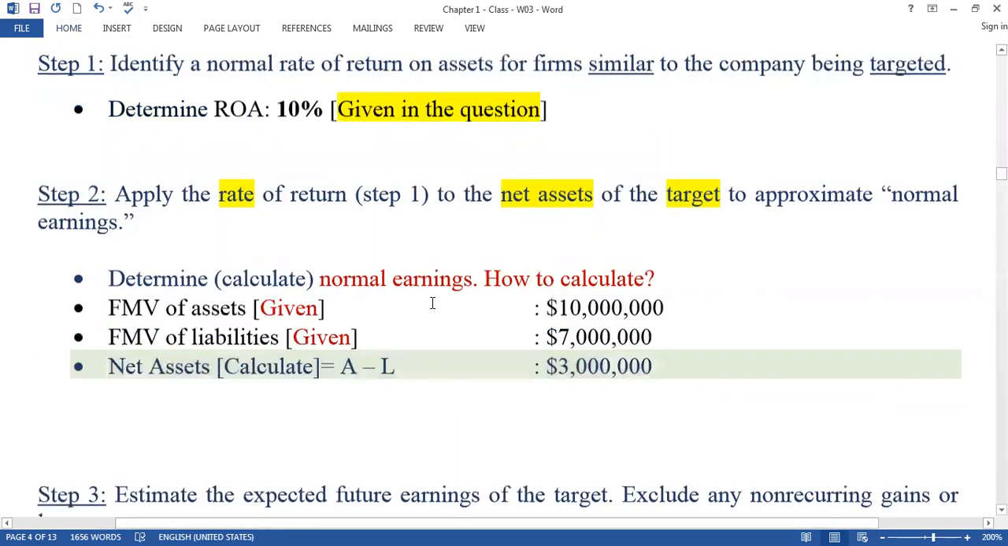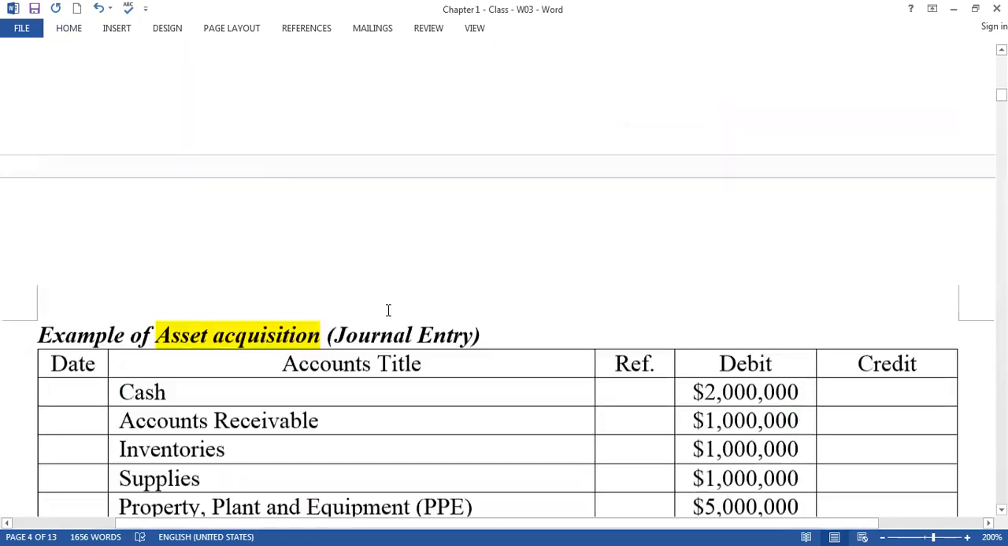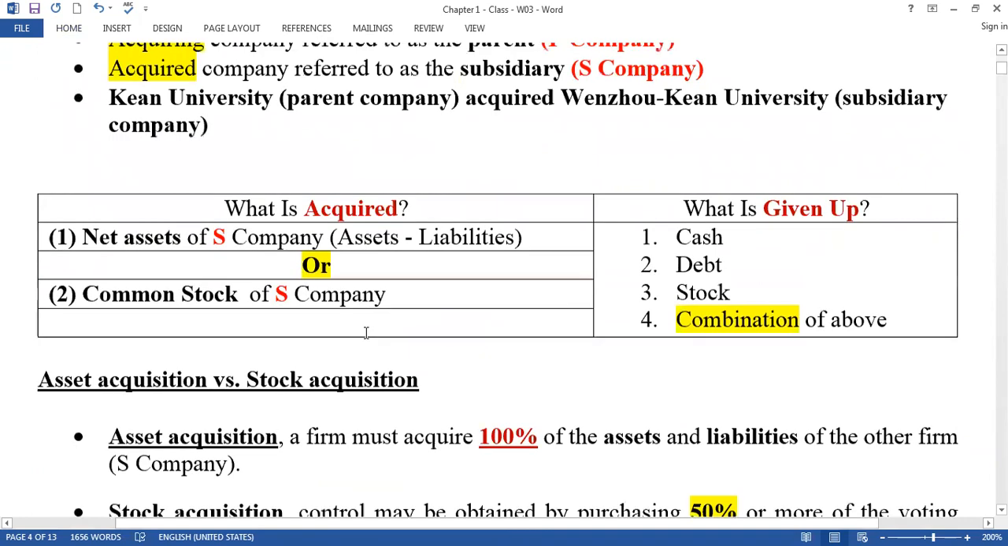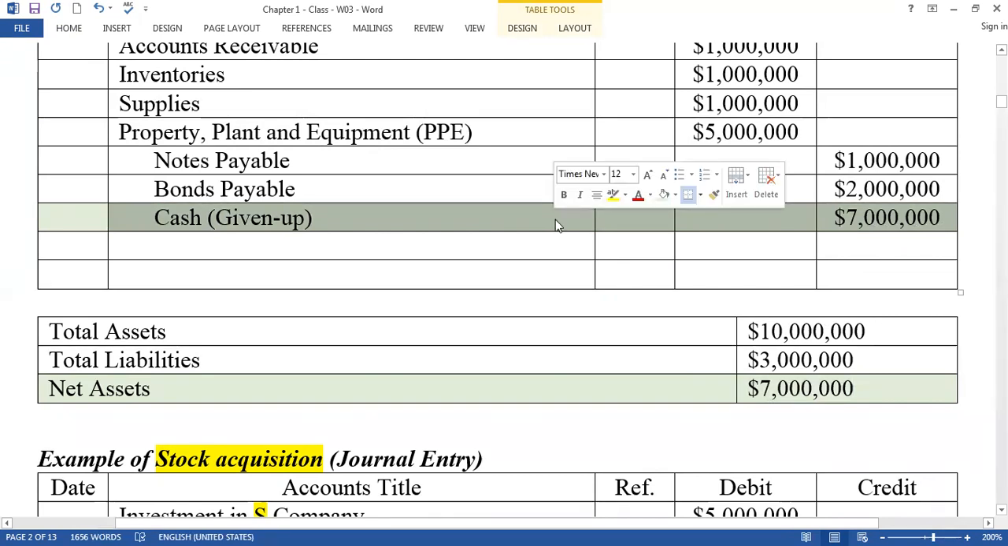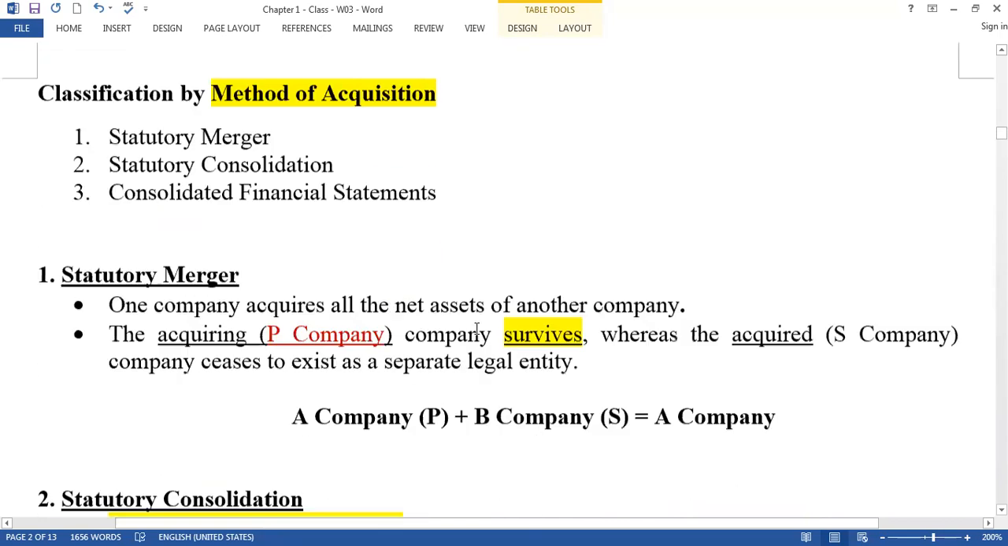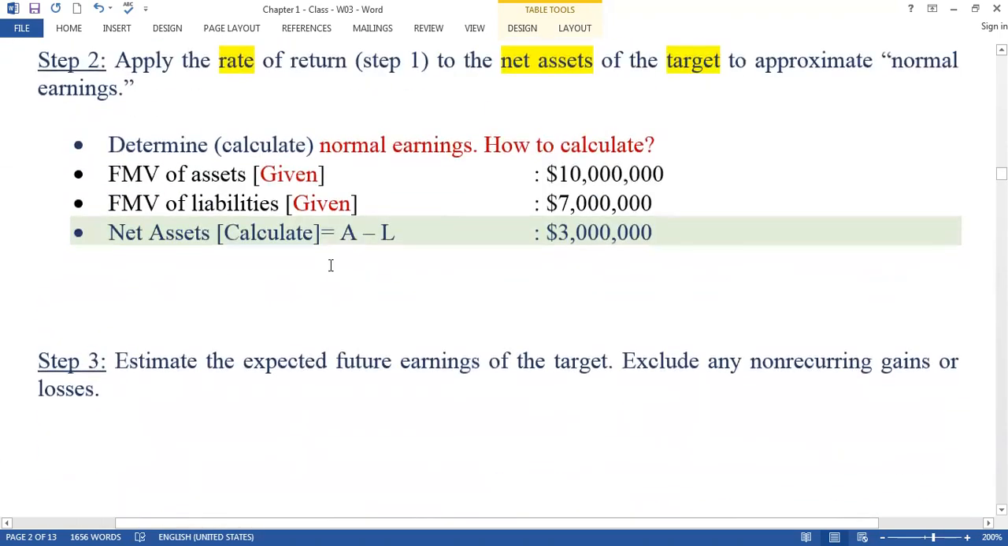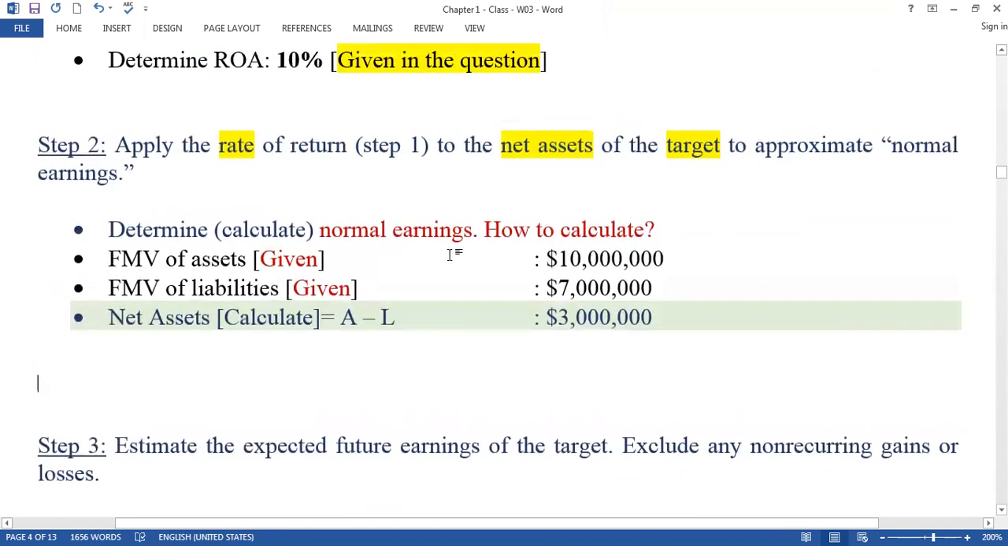Why? Because in the previous example, can you remember, it was a simple example. We calculated the net asset, $7 million, right? And we paid it in cash. But I told you that this is not a real business example. It is not easy like that. We already know their net asset, and if you want to pay cash, they say no, you have to give me something more, right? So how much money do we have to pay? We have to go through this step.